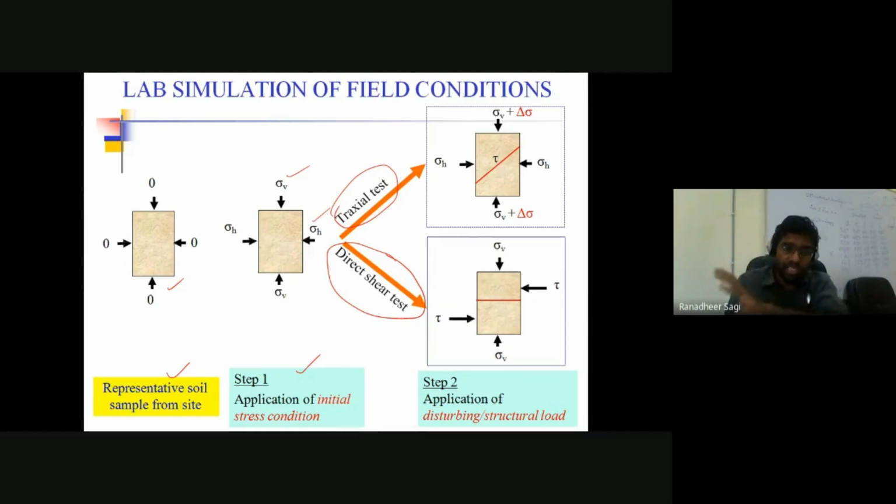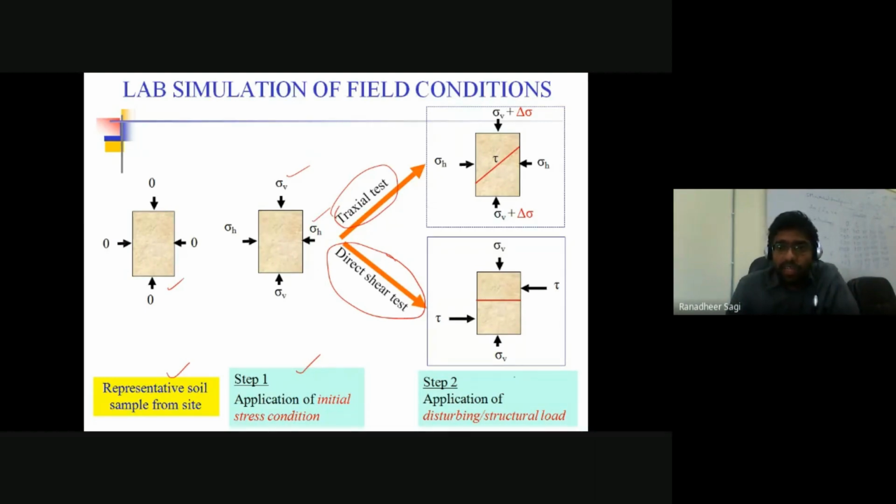So initially, when the soil sample was there at that particular depth below the ground, it might have been subjected to some normal stress in the horizontal direction and some normal stress in the vertical direction. So I am just trying to replicate that stress condition on my soil sample. That is what we call your initial stress condition.